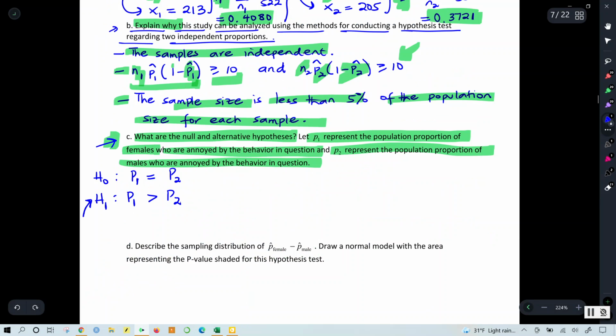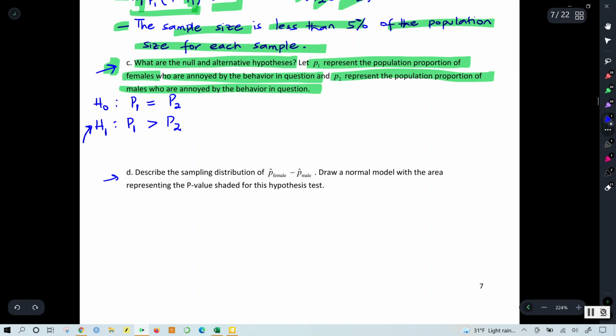With that part of the question completed, we move on to question D, where we are required to describe the sampling distribution of p1 hat minus p2 hat, the sample proportion from the population of males. And we have to draw a normal model with the area representing the p-value shaded for this hypothesis test.